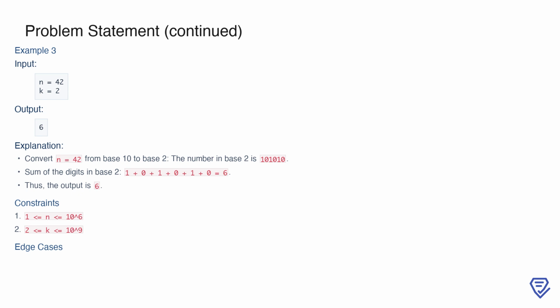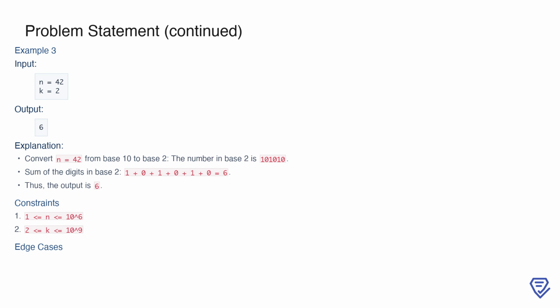Now let's analyze a slightly more complex example. Here, n is 42 and k is 2. The goal is to convert 42 from base 10 to base 2, which is binary. The base 2 representation of 42 is 101010. To find the solution, we add up the digits of 101010. The digits are 1, 0, 1, 0, 1, and 0, and their sum is 1 plus 0 plus 1 plus 0 plus 1 plus 0, which equals 6. So the output for this example is 6.